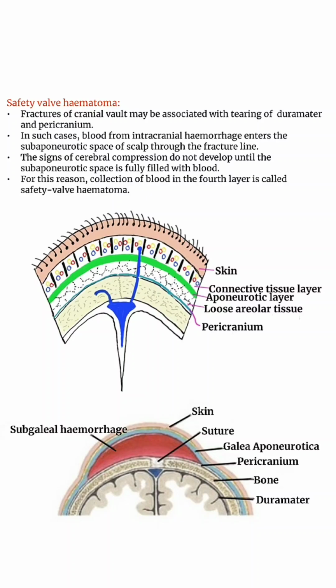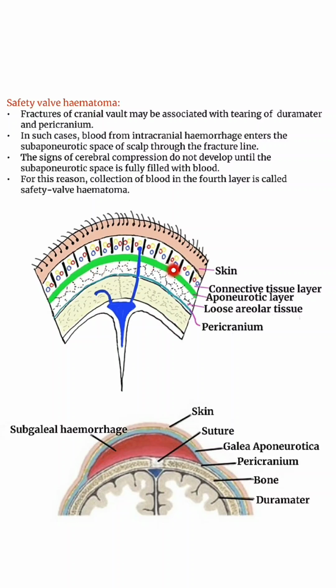Safety valve hematoma. Fractures of the cranial vault may be associated with tearing of dura mater and pericranium. This is the cranial vault. Above the cranial vault, there is pericranium. Below the cranial vault, there is dura mater. When there is a fracture of the cranial vault, it may be associated with tearing of pericranium and dura mater. In such cases, blood from intracranial hemorrhage enters the subaponeurotic space of the scalp through the fracture line.